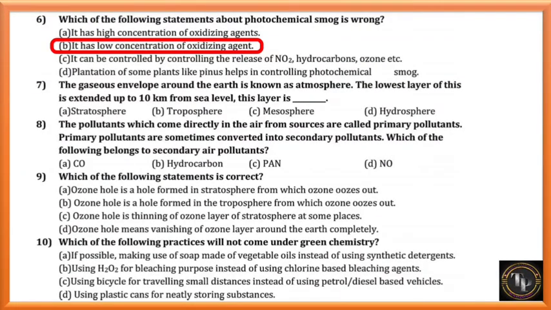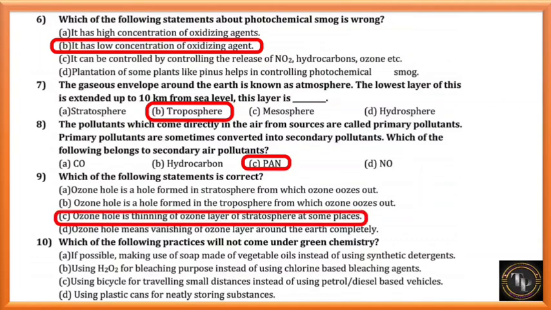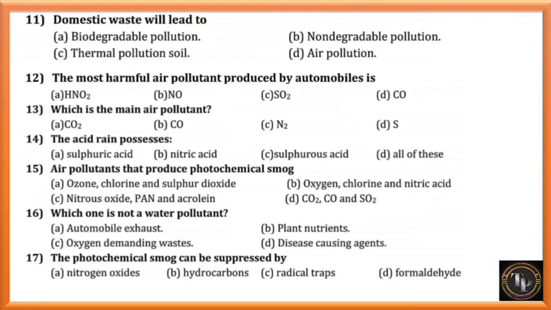Which of the following statements about photochemical smog is wrong? It is a low concentration of oxidizing agent. Never; it has a high concentration. So troposphere, PAN, peroxyacetyl nitrate. Ozone hole is thinning of the ozone layer of the stratosphere at some places. Using plastic cans for storing substances. Domestic waste will lead to biodegradable pollution. The most harmful air pollutant produced by automobiles is carbon monoxide, very harmful to ozone also.